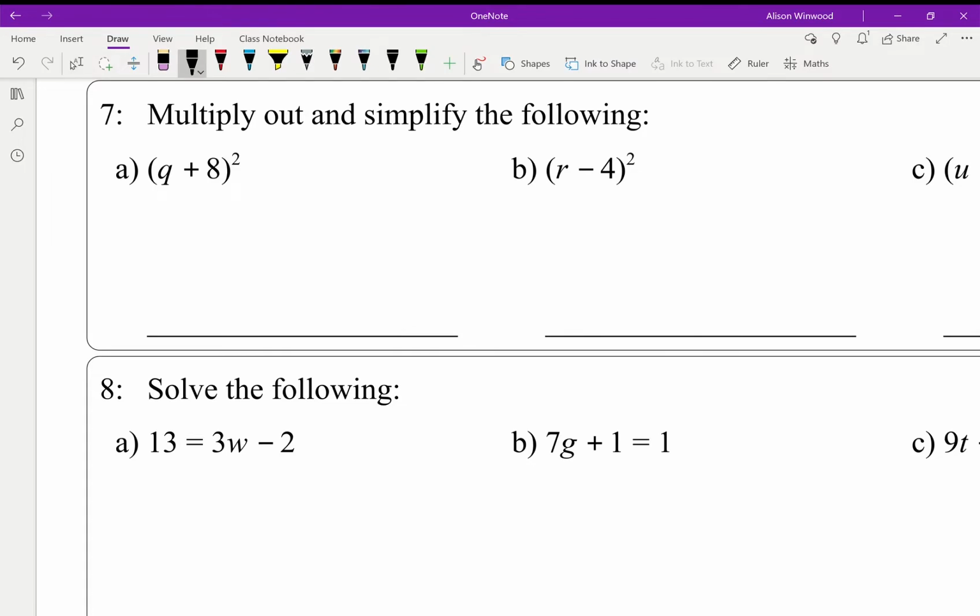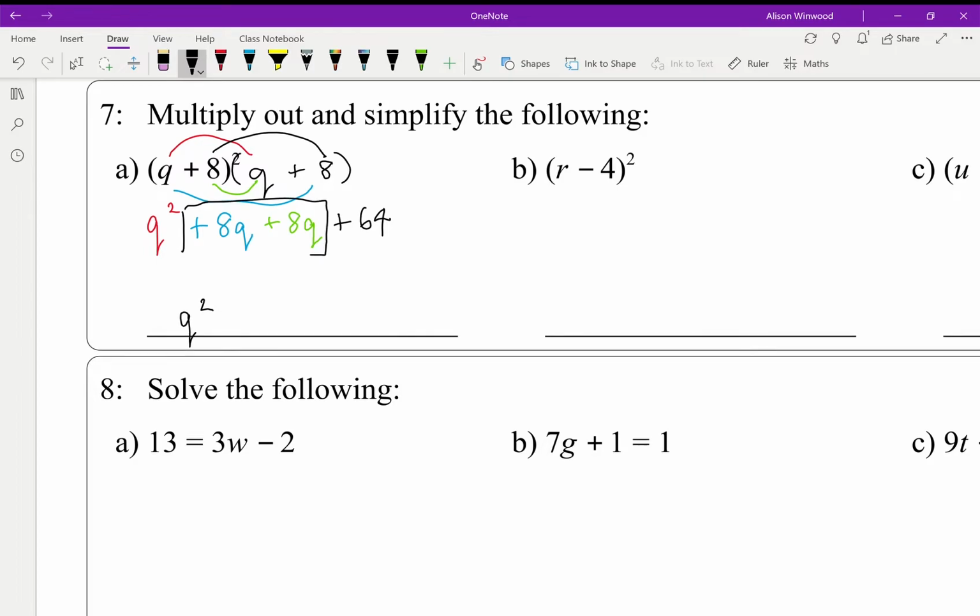Squaring means multiply by itself, so we rewrite the same bracket next to it, and then we do FOIL. So firsts, outers, inners, and lasts, and then simplify by putting the middle two terms together.